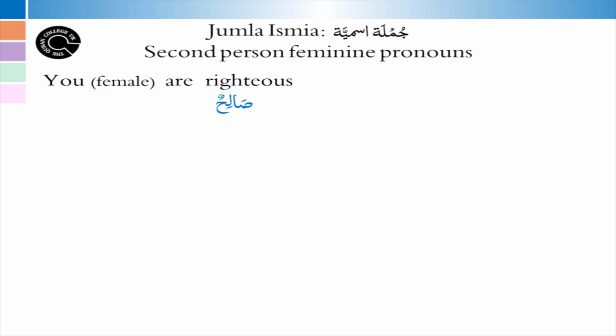For righteous, we use salihun. For you in singular feminine form, we use anti. Therefore, the nominal sentence with second person feminine pronoun is anti salihatun.